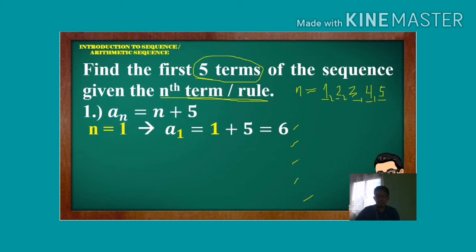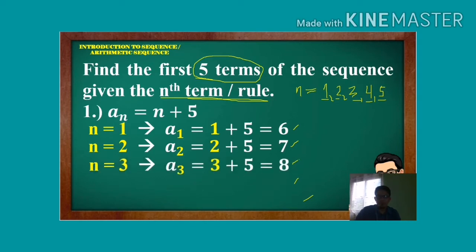Okay, now let's start. If we are to use n equals 1, so you have a sub 1 is equal to 1 plus 5. And 1 plus 5 is 6. If n is equal to 2, it will be a sub 2 is equal to 2 plus 5, which is 7. Using 3 as the value of n, we have a sub 3 is equal to 3 plus 5. 3 plus 5 is equal to 8.